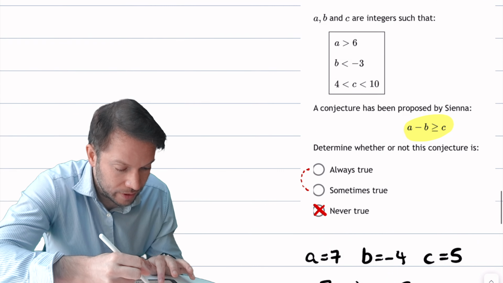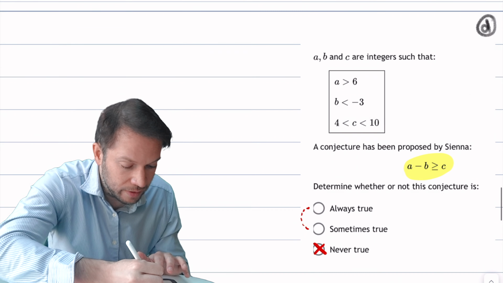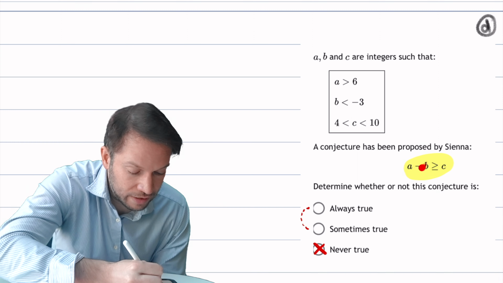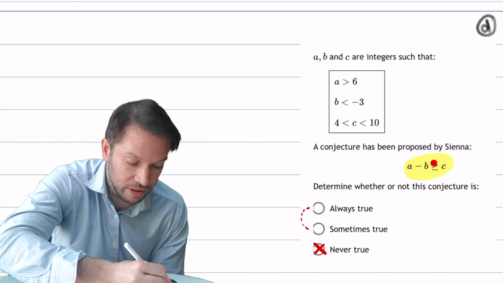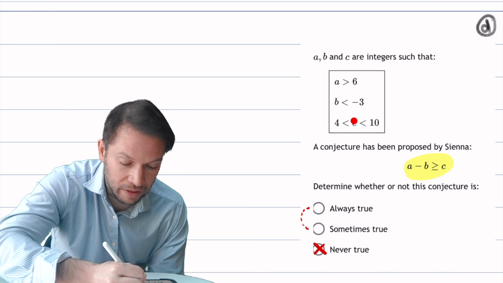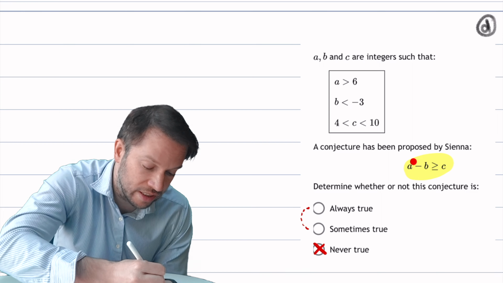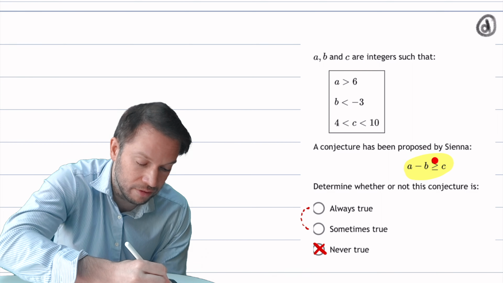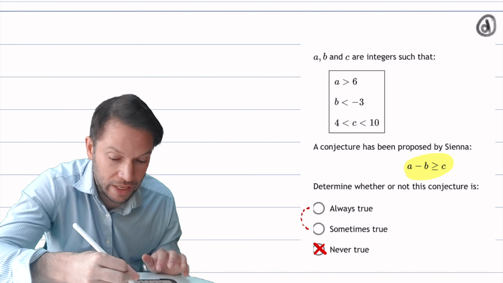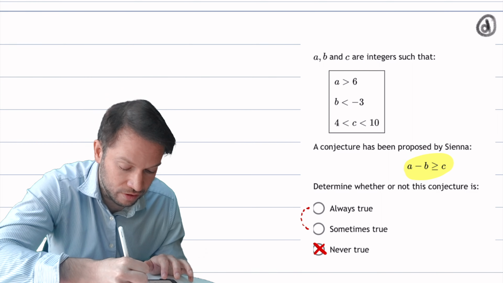Now, we know this is going to be at least 11. Is 11 always going to be greater or equal to c? Well, c can only be between 5 and 9, right? Inclusive. So it's always guaranteed that a minus b is going to be greater or equal to c. So the answer here is it's always true.